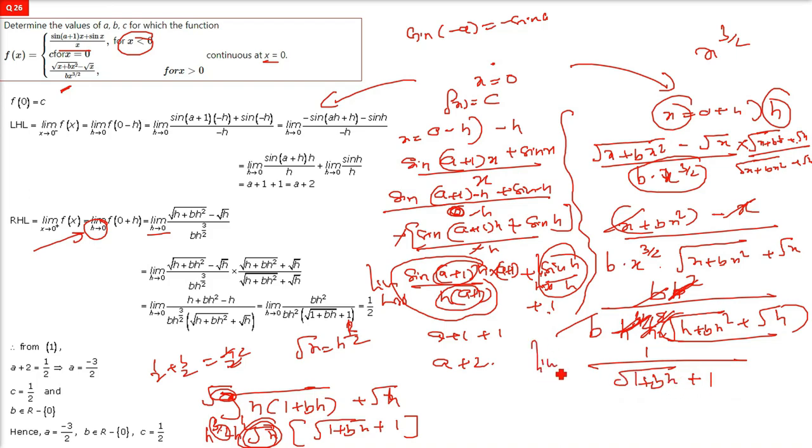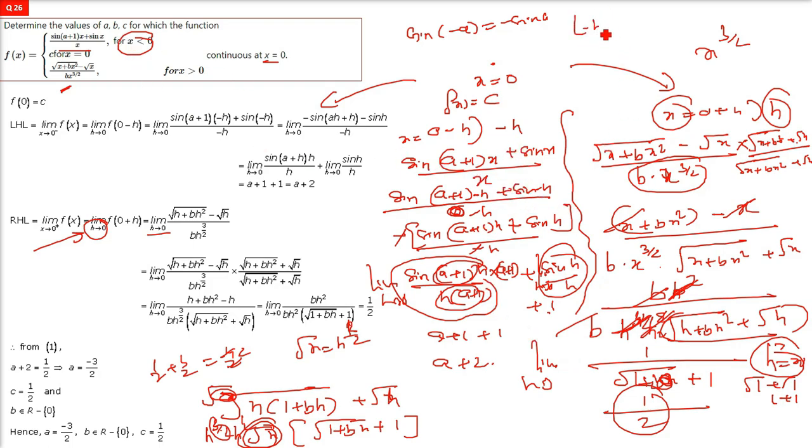Now apply the limit here. Limit h tends to 0. So h to x, x to h, you can just replace it here in the beginning or in the later part. It's up to you. Now this bh will become 0. So under root 1 plus under root 1 is 1 plus 1, which is 2. So 1 by 2 it is.